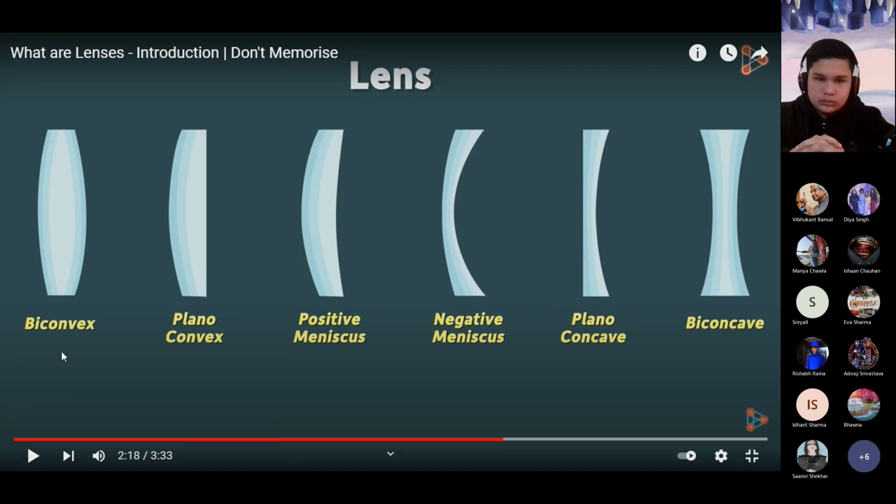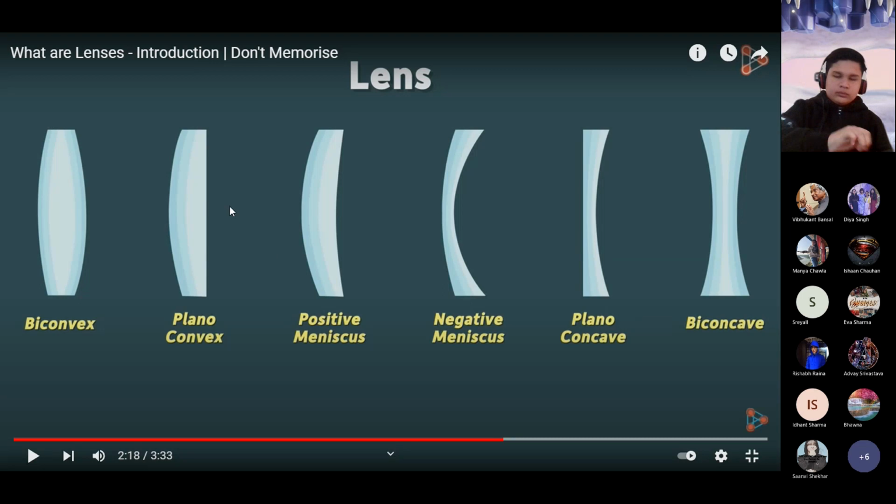So generally we have the convex and concave lens. We call it biconvex because both sides are bulged outside, right? And it is called biconcave when both sides are curved inside. So this is biconcave, and simply we call it concave lens, and this is the convex lens.